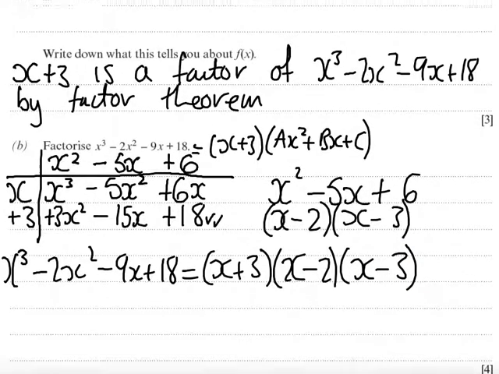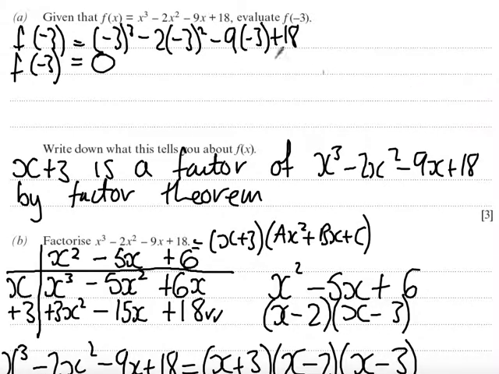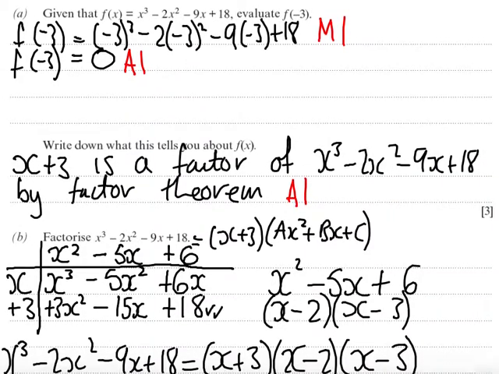Okay, so let's have a look at the marks awarded for this question. Starting off with part A, a method mark is given for the substitution and an answer mark for getting a value of 0 when we do that substitution. Second part, we get an answer mark for saying that it is a factor, or that the cubic is divisible by x plus 3.